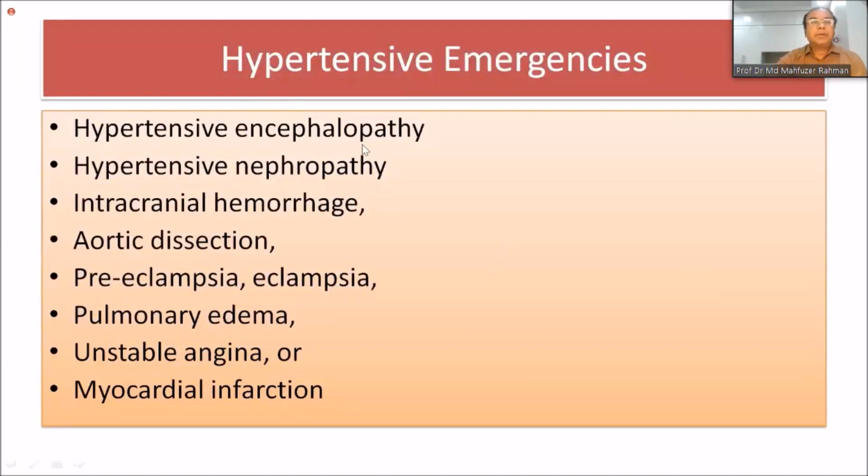And you see hypertensive encephalopathy, hypertensive nephropathy, intracranial hemorrhage, acute aortic dissection, preeclampsia, pulmonary edema, unstable angina, or myocardial infarction. These are the hypertensive emergencies.